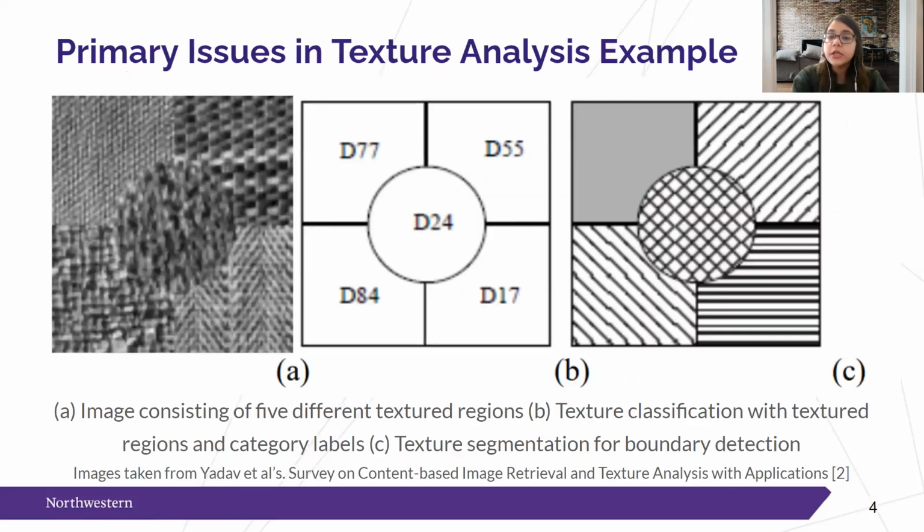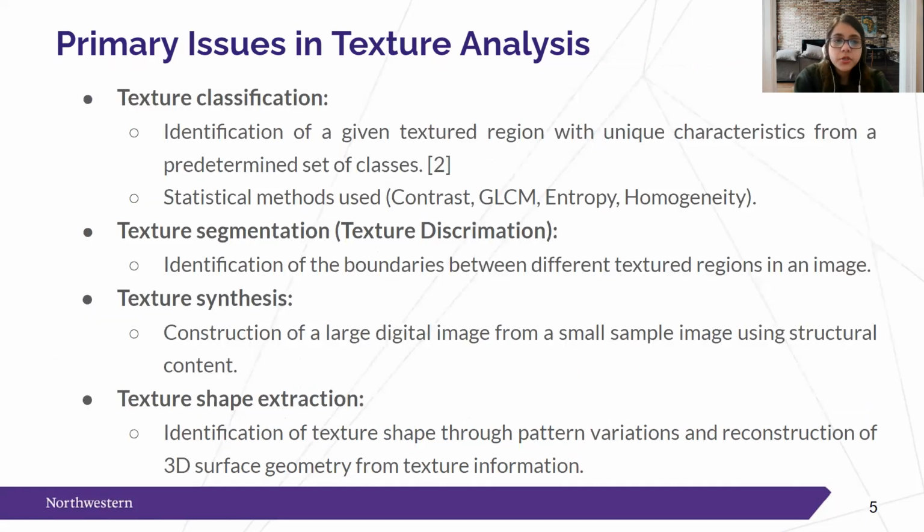And now going on to the primary issues in texture analysis. Here you can see in image A, we have five different textured regions. In image B, we are now classifying those different textured regions into different category labels. We may know the category labels beforehand if we're doing supervised classification, or we may not have prior knowledge about the labels. And in the third image, you can see that we're performing texture segmentation to detect the boundaries. So these are the four major issues in texture analysis: texture classification, segmentation, synthesis, and shape extraction.